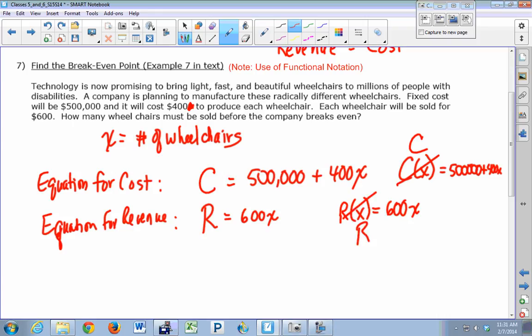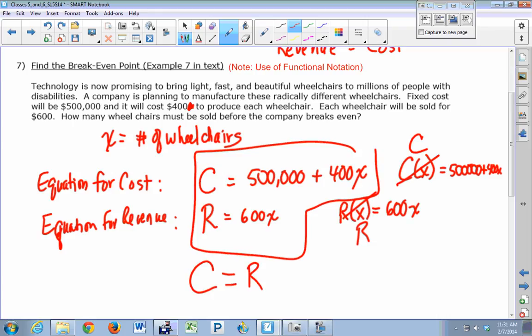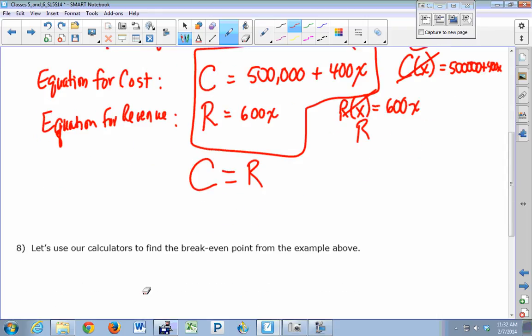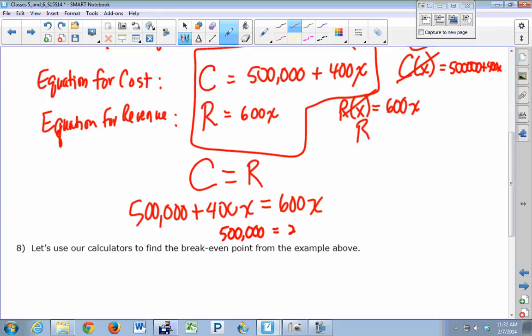Okay. Now, how do we find the break-even point? We solve this as your system. Here's your system. You say, when does C equal R? So you set them equal to each other, and you solve for X. So you're saying, when is my cost equal to my revenue? You subtract 400x from each side, you get 500,000 equals 200x. You divide both sides by x, and what do you get when you do that? What'd you say?